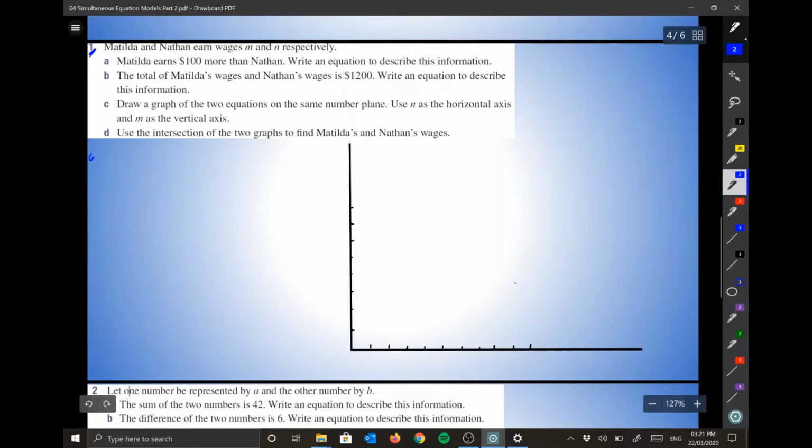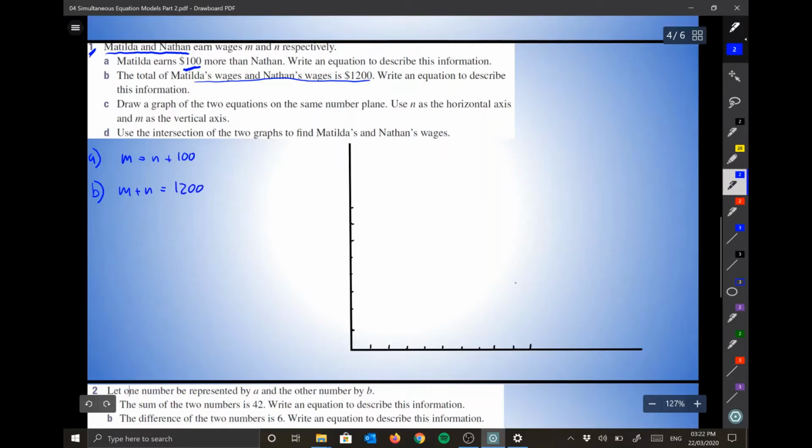So the first thing we're going to do here in both part A and B is put together two equations that describe the wages of these two people, Matilda and Nathan. Our first statement in part A is Matilda earns $100 more than Nathan. So Matilda's wage is Nathan's plus $100. That's our equation number one. And in part B, the total of both of their wages added together is $1,200. So we can turn that into an equation as well.